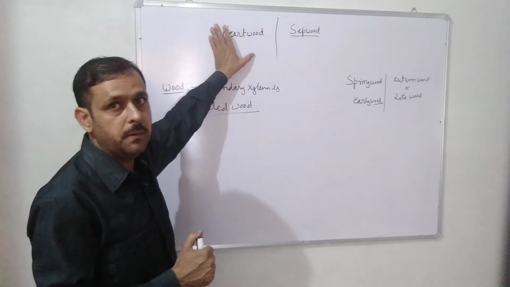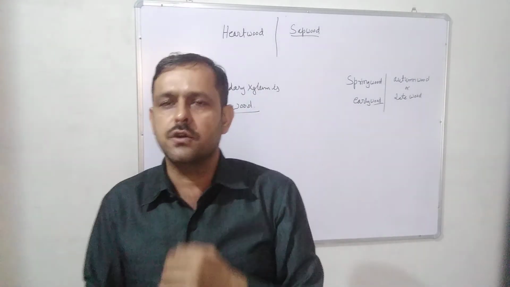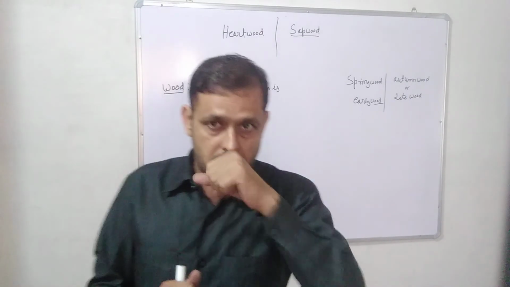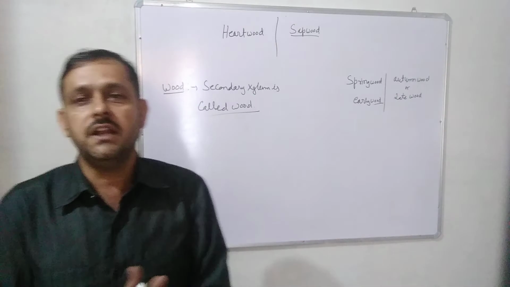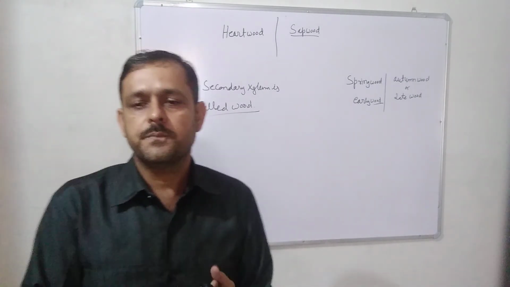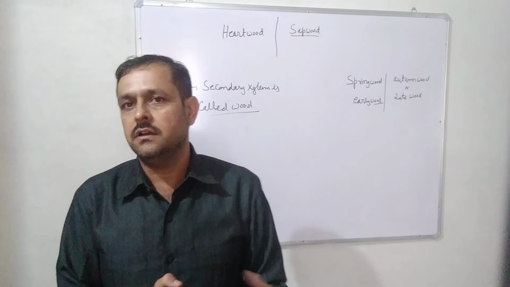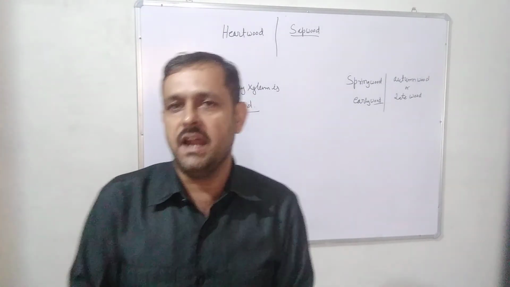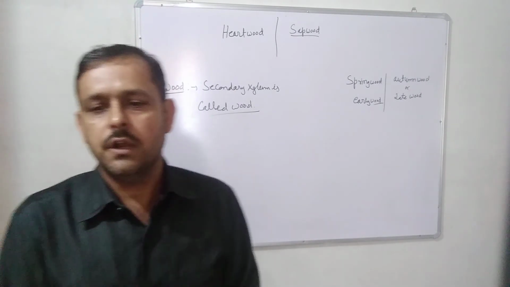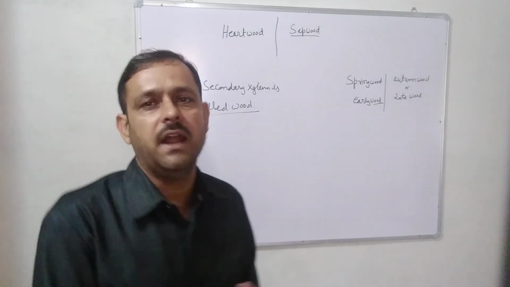These are the characters of hardwood. Now sapwood. It forms the outer region of the stem. It is known as living wood because parenchymatous cells are present in it. It is light colored and does not contain these extra materials. This wood conducts or transports the minerals and water from root to leaves. It is susceptible to damage by microorganisms and insects.